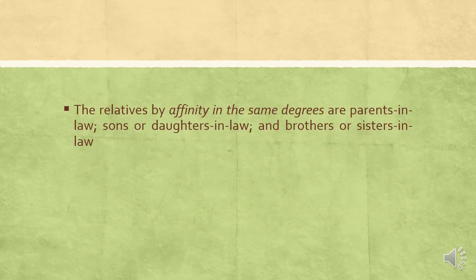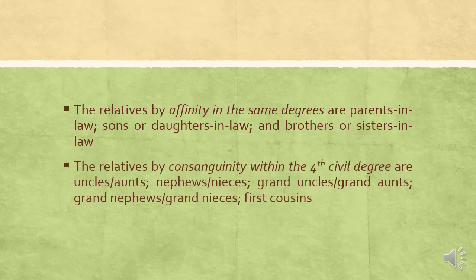So for purposes of Article 11, paragraph 2, Article 13, paragraph 5, and Article 20 of the Revised Penal Code, applying what we have learned in the previous slides, the relatives by affinity in the same degrees mentioned in those articles are your parents-in-law, sons or daughters-in-law, and brothers or sisters-in-law. On the other hand, the relatives by consanguinity within the fourth civil degree are your uncles or aunts, nephews and nieces, granduncles or grandaunts, grandnephews and grandnieces, and your first cousins.